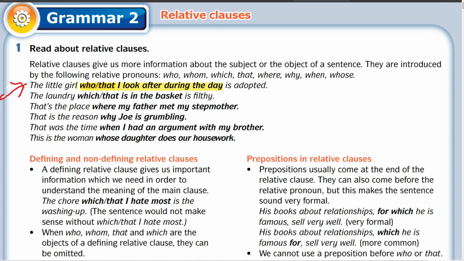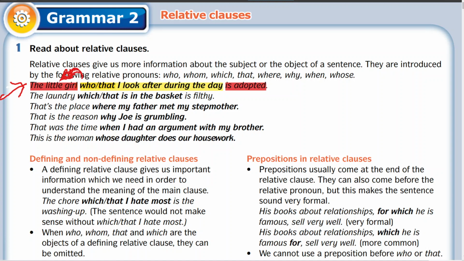Relative clause, because if you just read the little girl is adopted, the sentence is already complete. Ayat ni dah lengkap. The little girl is adopted. Budak kecil tu, budak perempuan kecil tu ialah anak angkat, is adopted. But you use the relative clause, it explains the subject. Subject dia adalah little girl. Little girl ni, you give more details about the little girl.